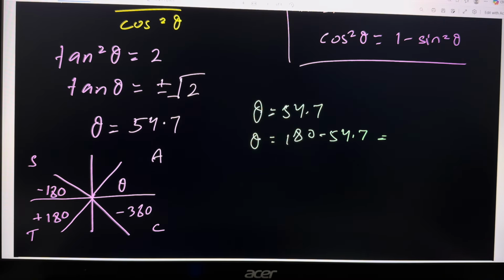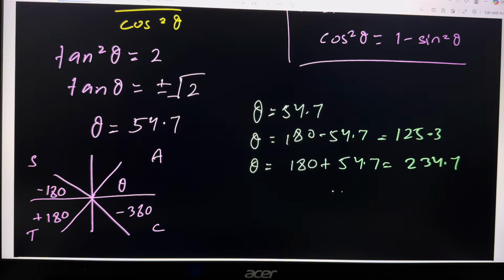180 minus 54.7, 125.3. Theta is equal to 180 plus 54.7, which is equal to 234.7, and theta is equal to 360 minus 54.7, which is equal to 305.3.